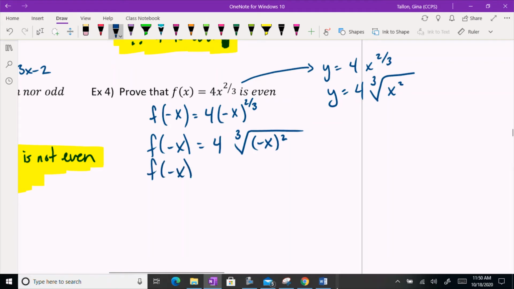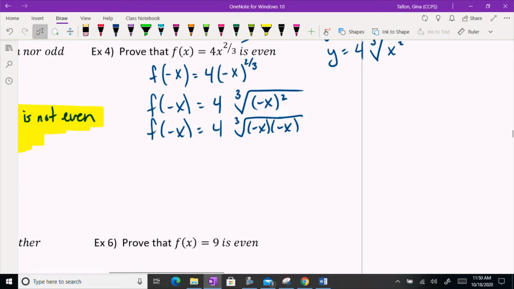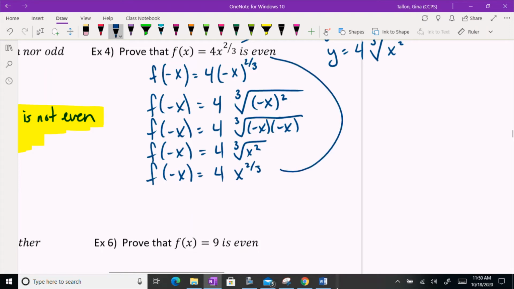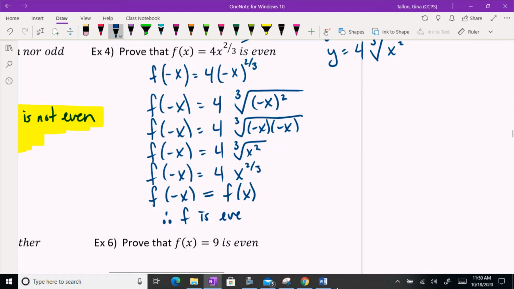So I'm going to go a little bit more in detail and write it out. This is still the cube root of negative x times negative x. Negative x times negative x is just positive x squared again. So this is the cube root of x squared back, which is x to the 2/3. And is that the original function that I had to begin with? And your answer is yes. F of negative x is indeed back to the original function f of x. And now you can say, therefore, f is even. And put a little box, because at the end of all proofs there's a little box.